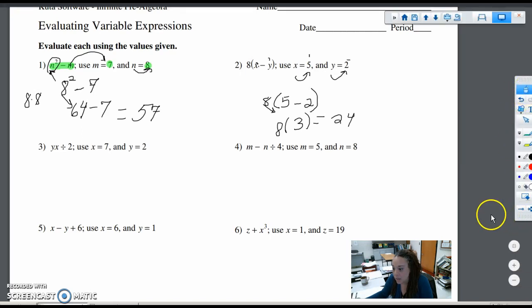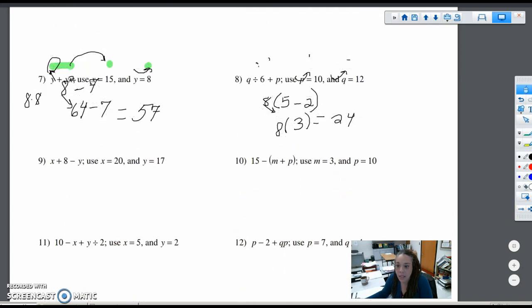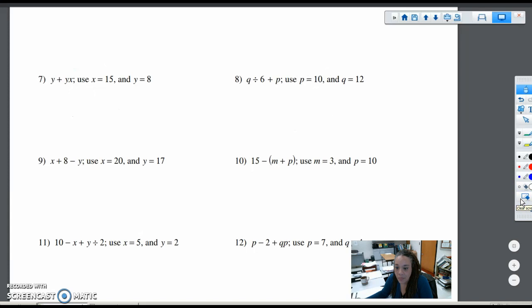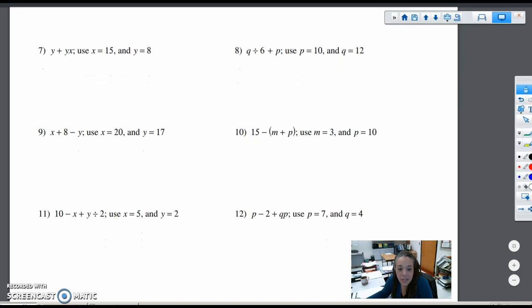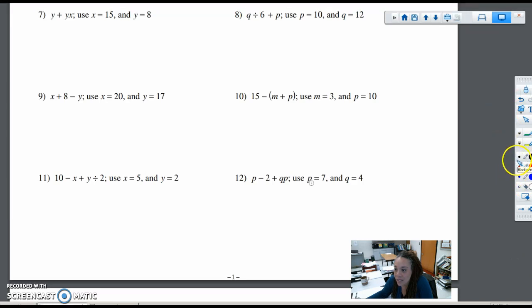So let's come down and see what else is on this sheet that you may need to look at. Moving down here, they all look pretty straightforward to me. Let's go ahead and work on number 11. That one has a few steps to it. I'll show you that one, and then I think you'll have all the skills needed to go and be very successful with this.